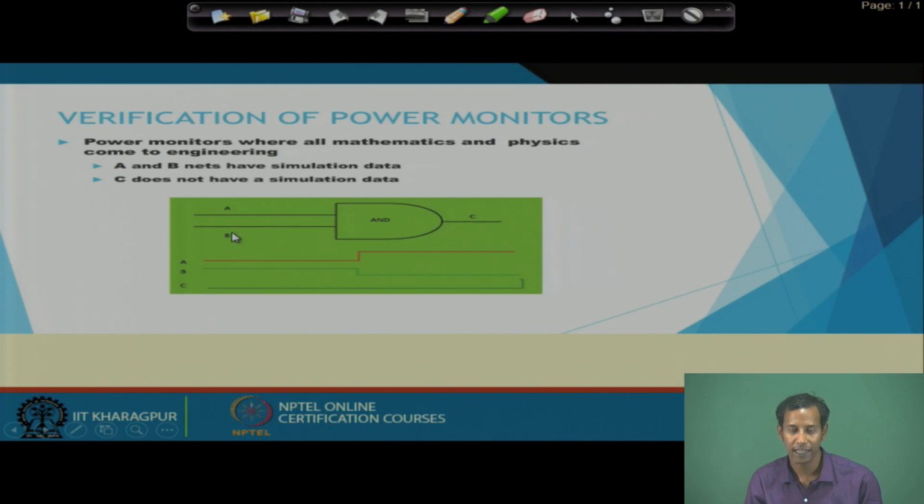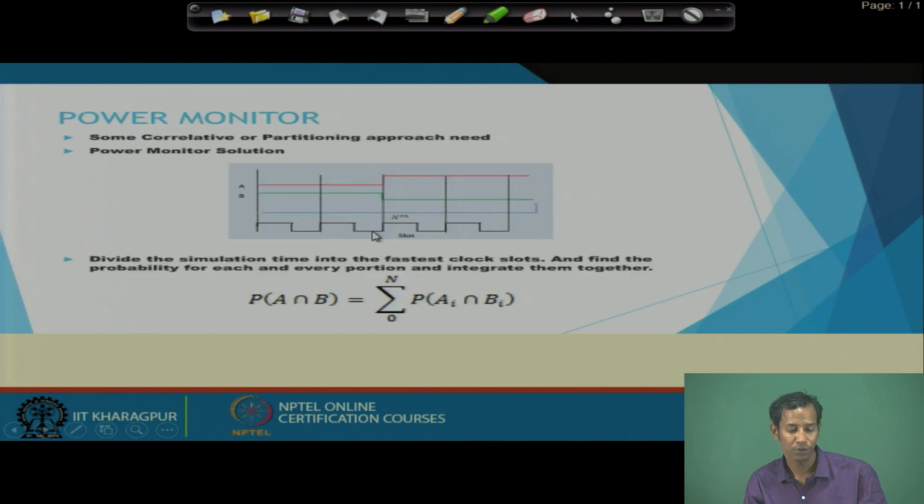So, the power monitor works like this: depending on the A and B signals, which are the two inputs, how they are changing, that is the switching activity of A and B. Depending on these, how C is changing and how C is contributing to the major power source, we will see through the power monitor.